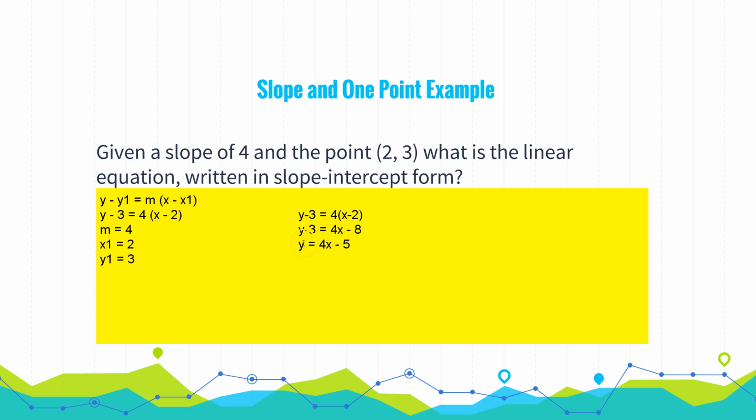This would be your equation given the point 2, 3 and a slope of 4. So what this means is that if we drew a line, it would cross through the y-axis at negative 5 and have a slope of 4. Let's take a look at another example.